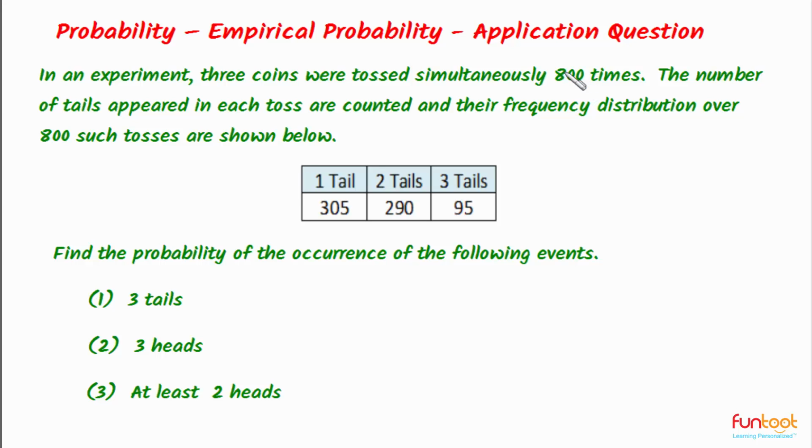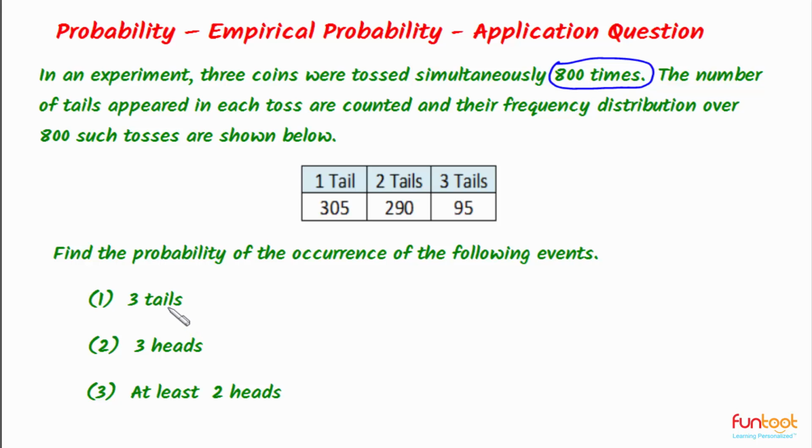In an experiment, 3 coins were tossed simultaneously 800 times. The number of tails that appeared in each toss is counted and their frequency distribution over 800 such tosses is shown below. So in 800 times, 1 tail appeared 305 times, 2 tails appeared 290 times and 3 tails appeared 95 times. We have to find the probability of occurrence of the following events.